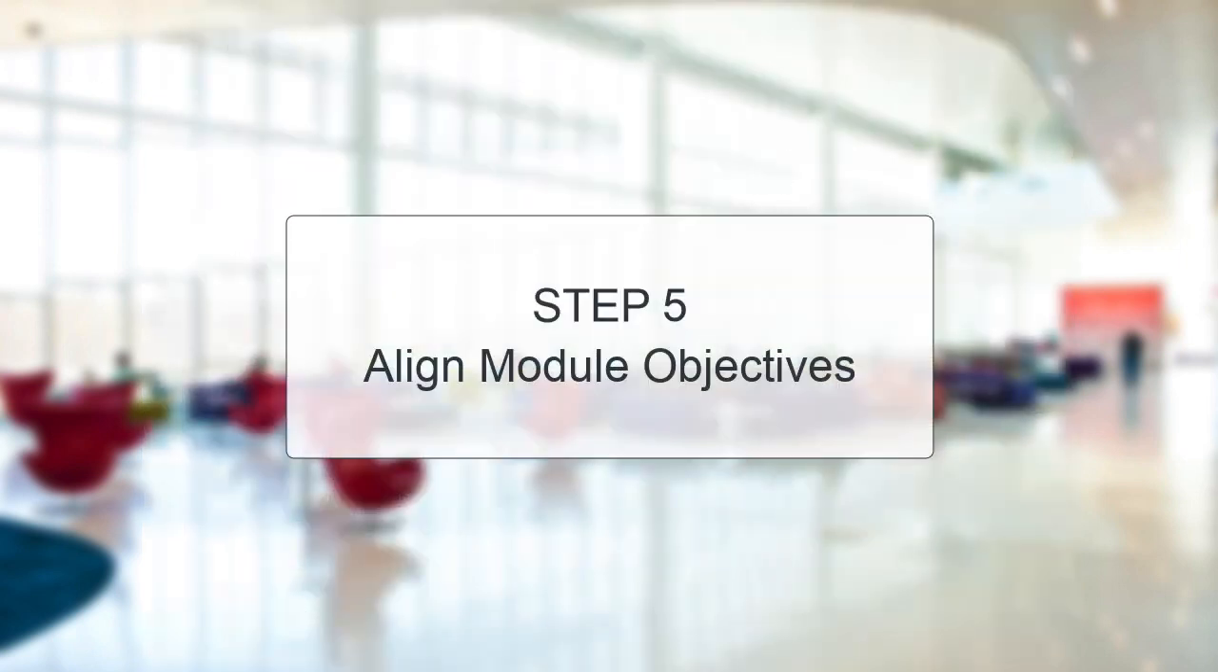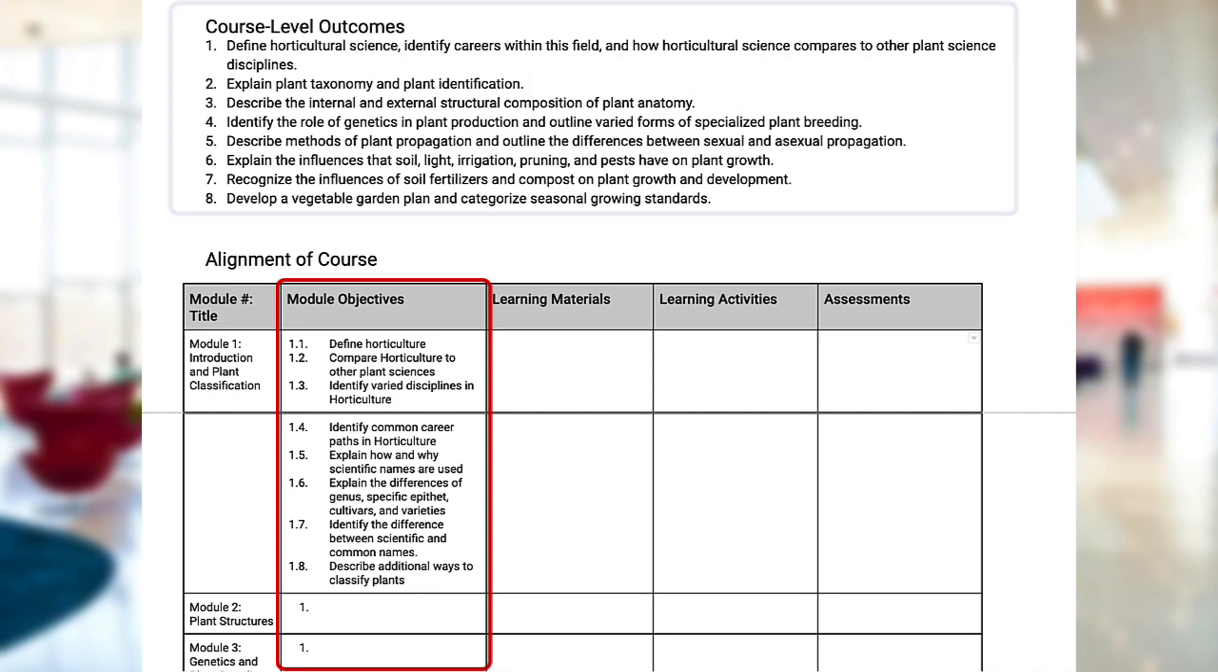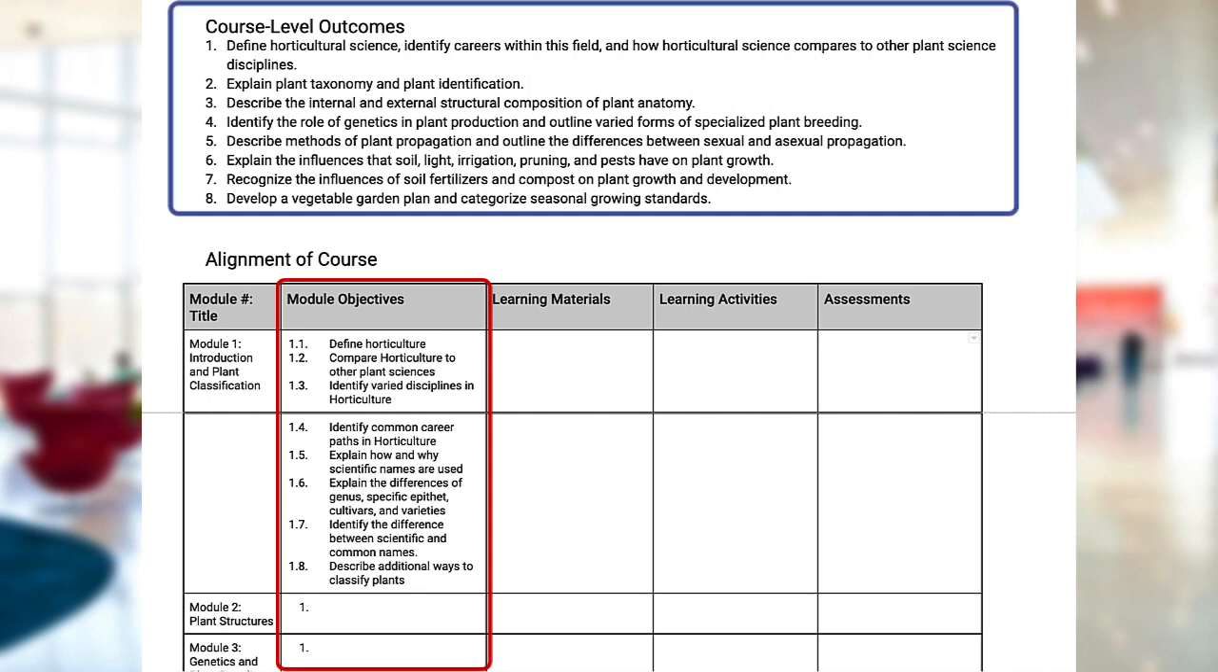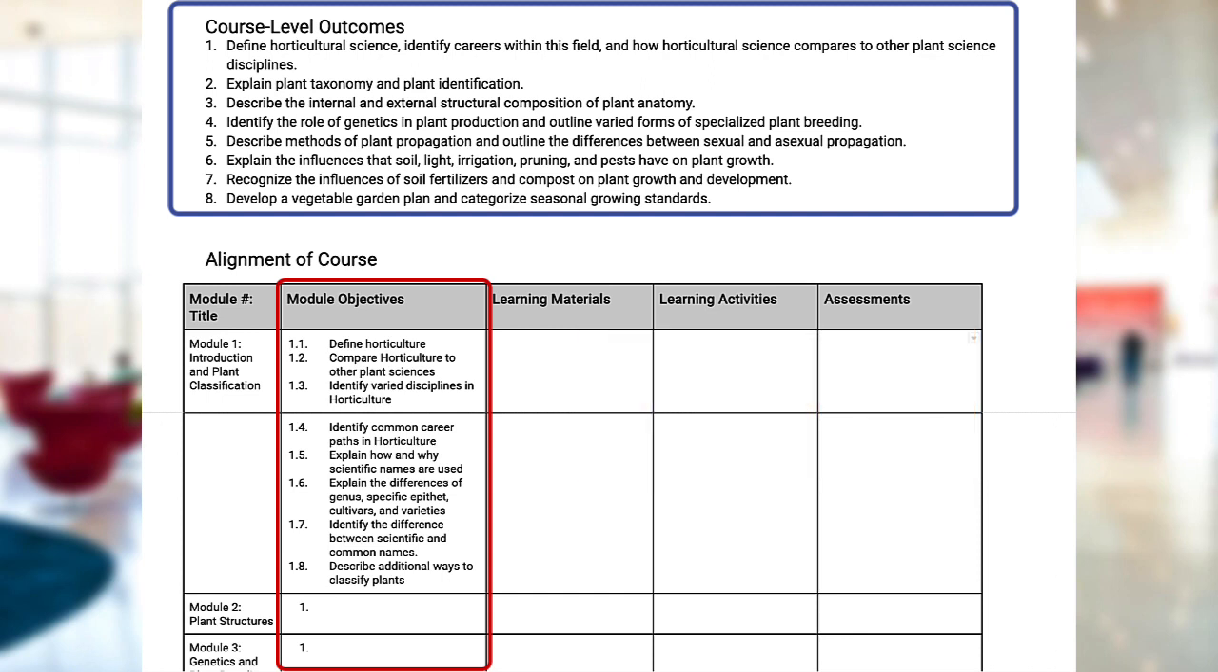Step 5. Align module objectives. In this step, you will indicate how your module objectives build toward your course objectives. This consistency, or alignment, is the primary purpose of your course map. You're creating this map to ensure that each piece of your course helps your students achieve the learning objectives. The things they learn in each module should build towards the objectives for the entire course.